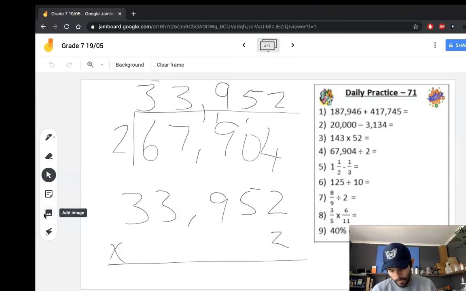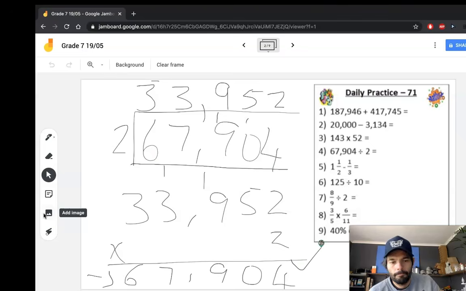So 2 times 2 is 4, 2 times 5 is 10, 2 times 9 is 18, plus the 1 is 19, carry the 1, 2 times 3 is 6, plus the 1 is 7, and 2 times 3 is 6, and you can see that that answer is the same as the dividend, so therefore I must be correct.